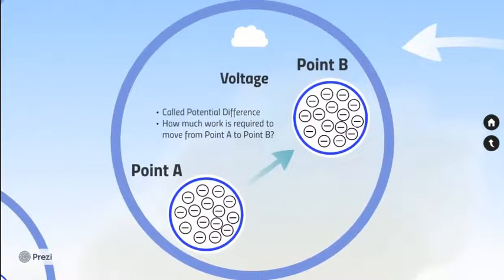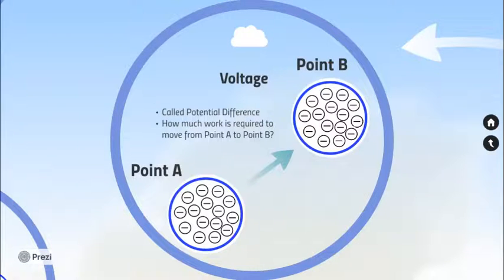Voltage is called the potential difference. It's the pressure, or how much work is required to move from point A to point B. It's a potential difference, which means that nothing is going to happen. It's just saying that in order to go from point A to point B, we need this much work or this much pressure.